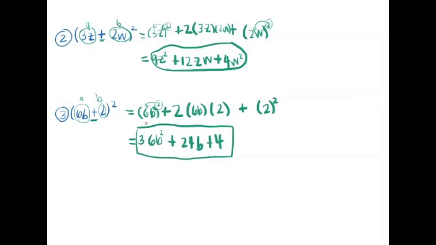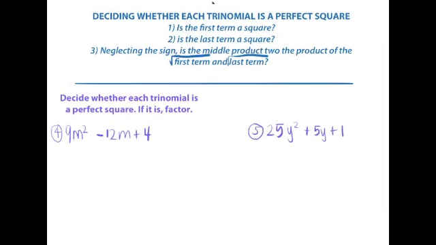So let's look at the type of question they might give you when they're asking you to work the other direction. The way that they phrase these questions is right here in the purple. They'll ask you to decide whether each trinomial is a perfect square, and if it is, factor it. So the answer for these is going to be yes or no. If you get a yes, you have to factor. So here are the steps for this. Write these down, and we're going to use these to help us push through the problems here.